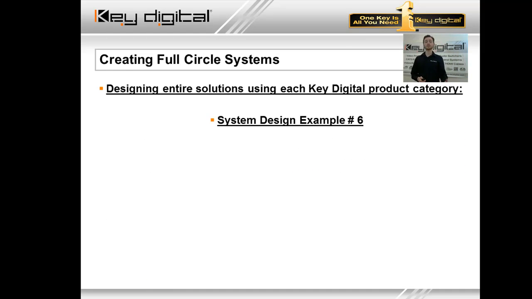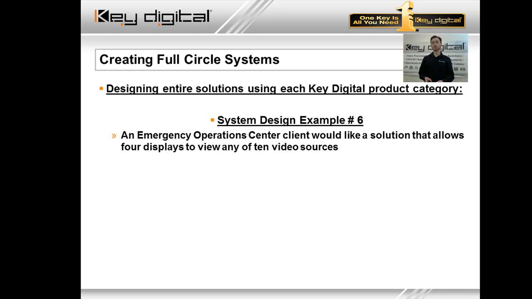Okay, so as we look at system design example number 6, this is going to be an emergency operations center that would like a solution enabling 4 displays to view any of the 10 video sources. So this is a bit of a converse statement from, say, the sports bar applications, where typically you have maybe 8, maybe 16 sources with 24, 40 displays, as we showed earlier there.